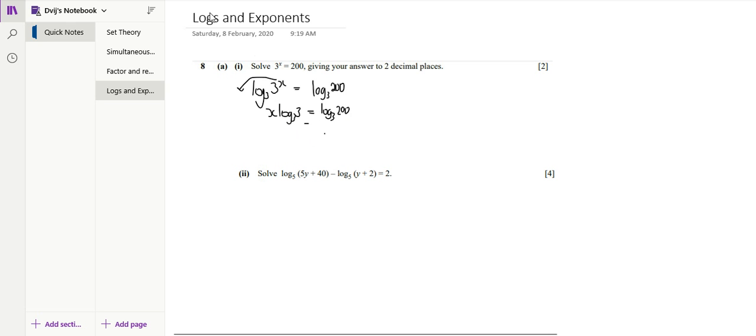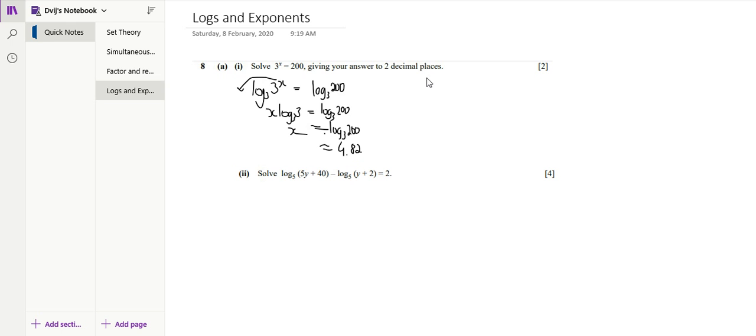And we know that log base any number of the same number is just going to be equal to 1. So we know that this whole thing is just going to be equal to 1, so we can just simplify this to x. So x is log base 3 of 200, and you can work this out on your calculator. It comes out to be around, let's see, log base 3 of 200 is 4.82, and there's your answer.